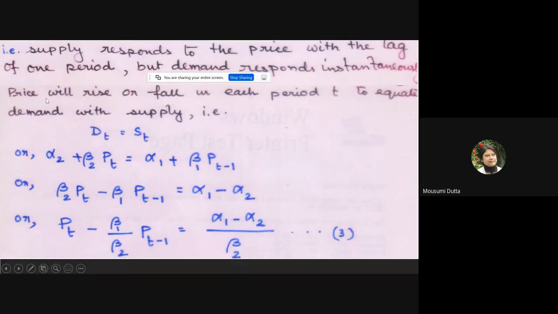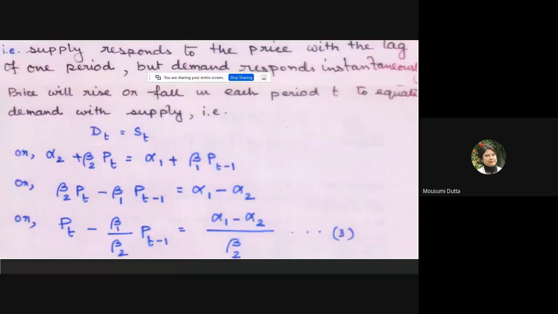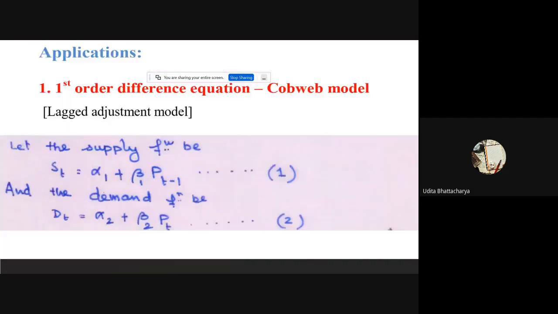Okay, is there any question regarding the structure of the model? Ma'am, you said beta is the gradient, so are gradient and slope the same thing? Yeah, gradient and slope are the same thing, yes. Slope means gradient, tan theta. So tan theta determines the gradient of the equation, which is equivalent to the slope of the equation.